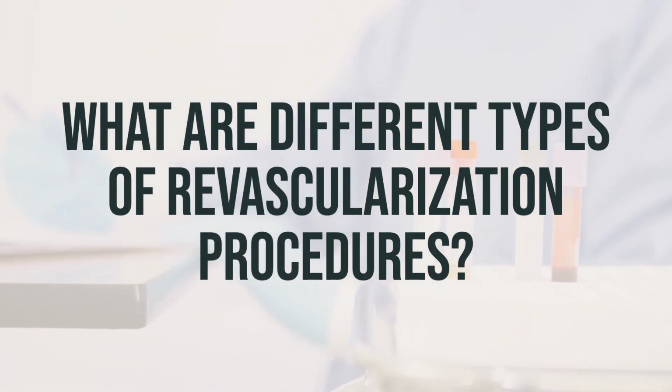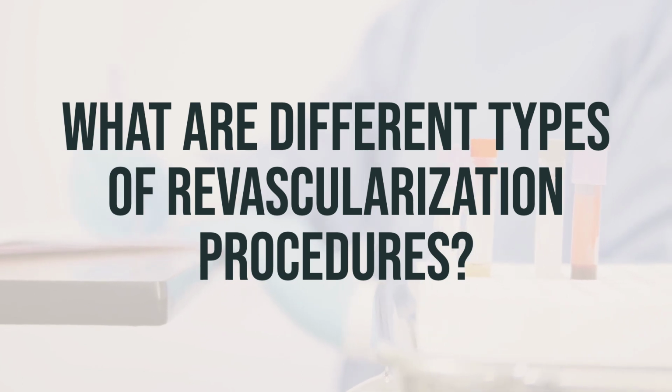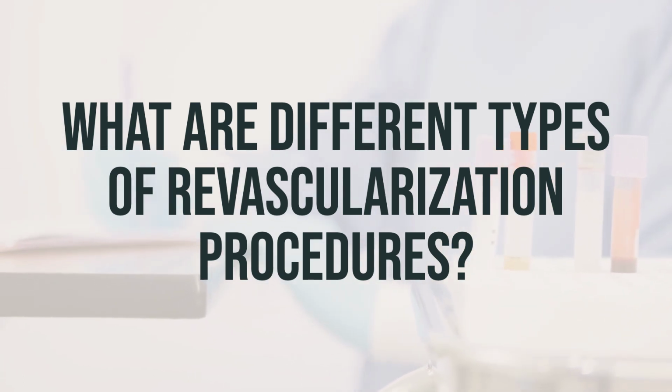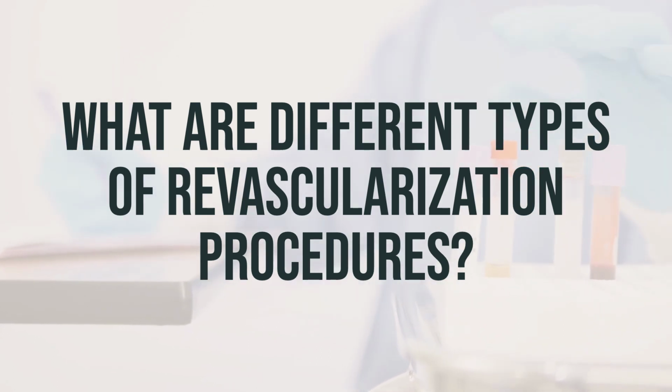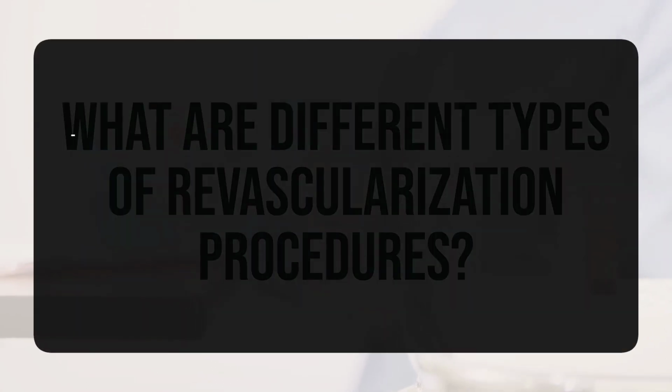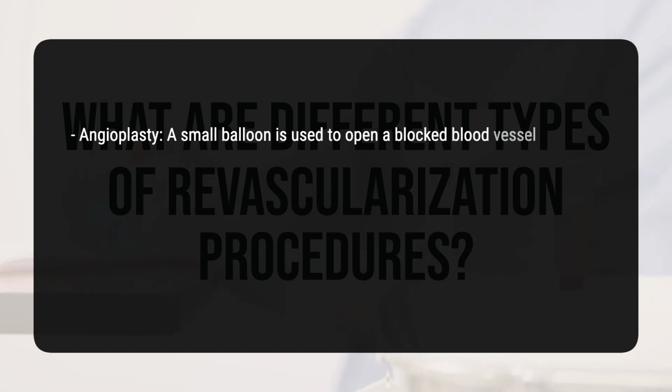Revascularization can be divided into two main categories: less invasive interventional procedures and more traditional surgeries. Interventional procedures are typically done while the patient is still awake, but with medicine to keep them comfortable. There are two main types. Angioplasty: a small balloon is used to open a blocked blood vessel.